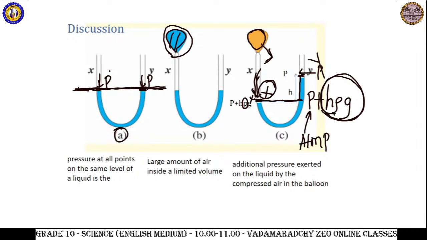This increased pressure is exerted by the compressed air in the balloon. We can confirm that the increased pressure of H rho d is created by the compressed air in the balloon. These are the facts we have studied.